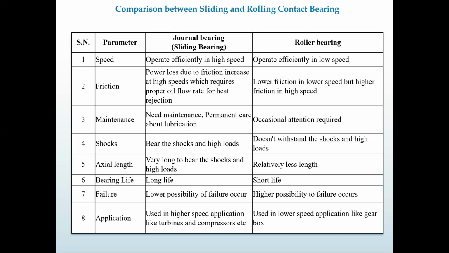Failure conditions. In a journal bearing, the possibility of failure is lower. In a rolling contact bearing, there is a high possibility of failure. About the application, for high-speed applications like turbines and compressors, we use sliding contact bearings. Rolling contact bearings are used where there is variation in speed, such as in a gearbox. So this is the basic difference between sliding contact and rolling contact bearings.